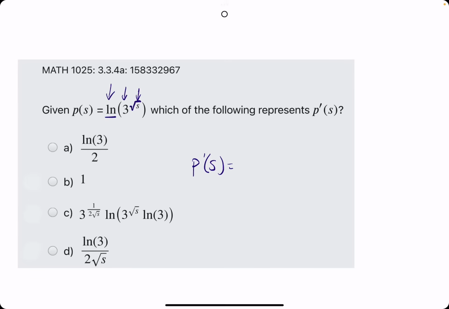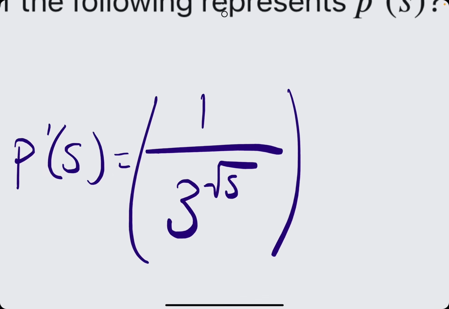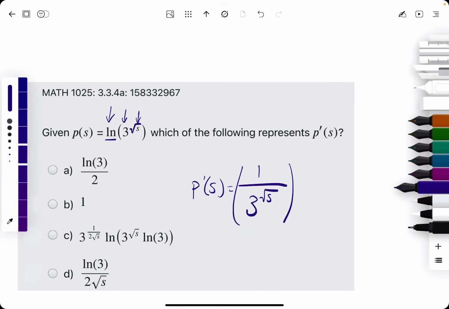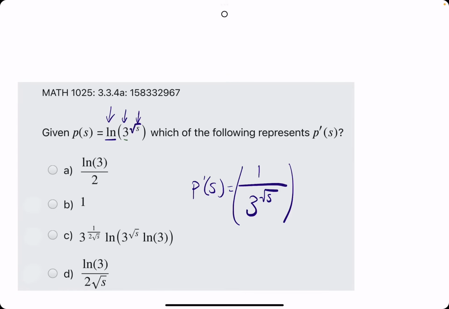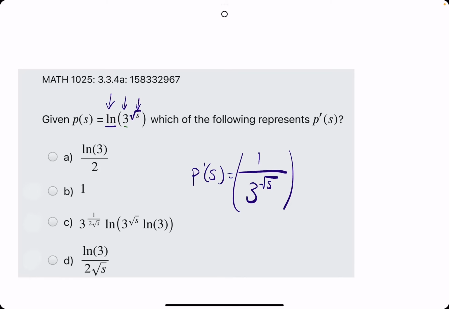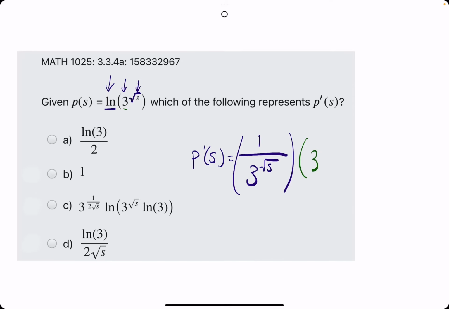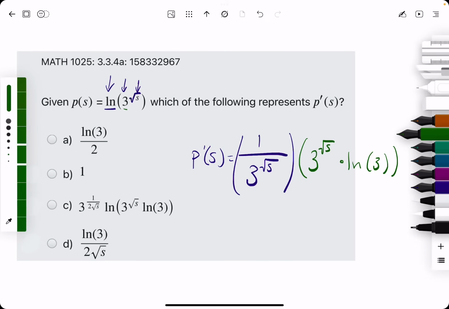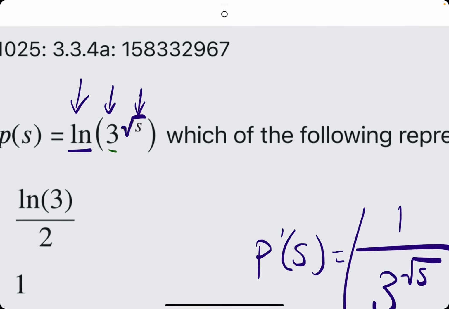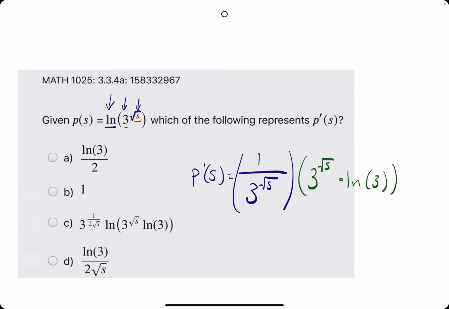Derivative of natural log of something is 1 over that something. So we keep the 3 to the square root of s the same when we throw it in the denominator. Then, just like the last one, derivative of 3 to the something, a number to the something, is that same exact term times the ln of the base number, ln of 3. And then we just have the derivative of the square root of s left.